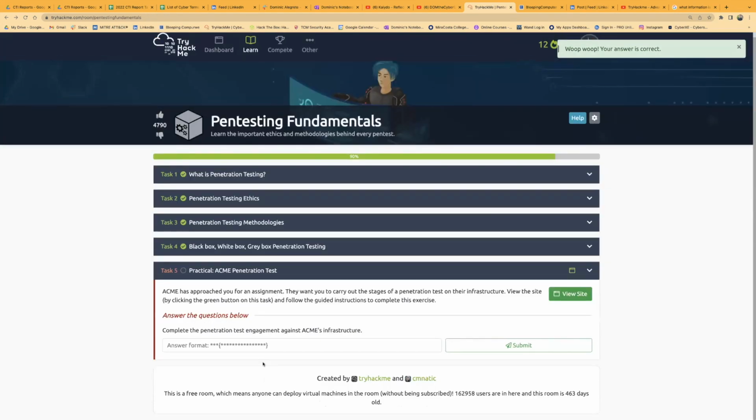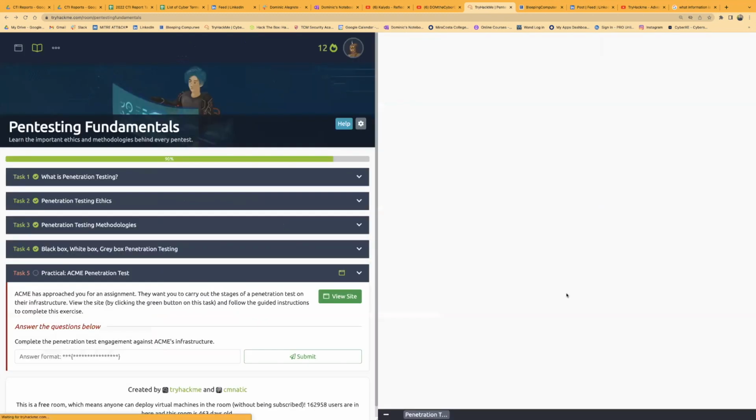This one is a little interactive. So Acme, this is the fake site that TryHackMe tries to use when it comes to penetration testing in different rooms and stuff. So they approach us for an assignment. They want you to carry out the stages of a pen test on their infrastructure, view the site. So just click on this, view site.